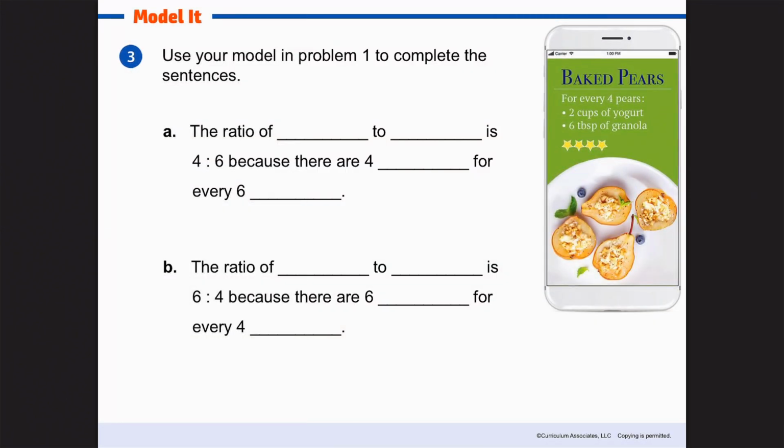Then it's going to use our model to complete the sentences. The ratio of, and I need to look here to help me understand what it's asking. The ratio of whatever 4 is, which is pears, the ratio of pears, which is the 4, to 6, which is granola, is 4 to 6 because there are 4 pears for every 6 tablespoons of granola.